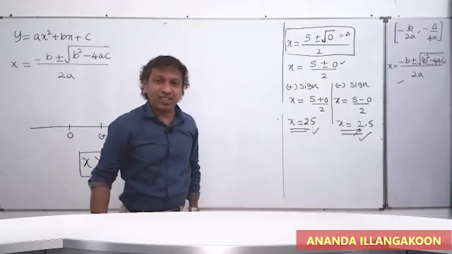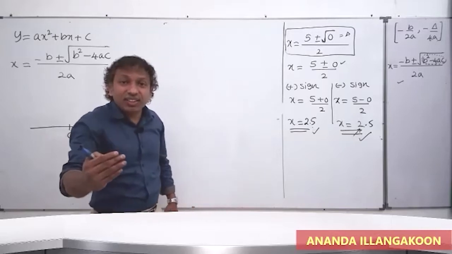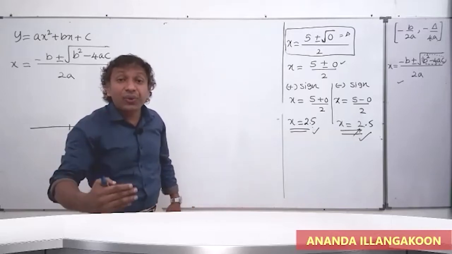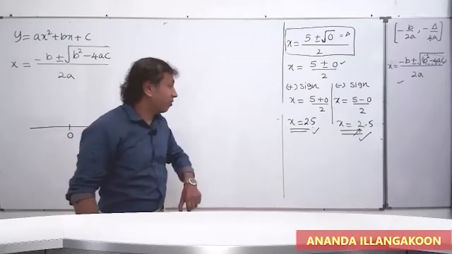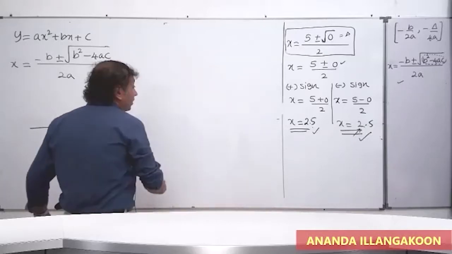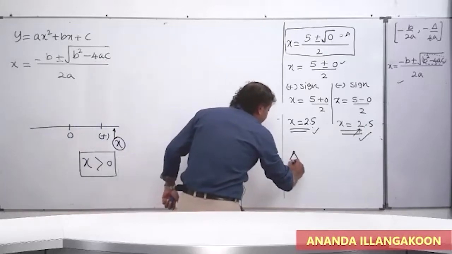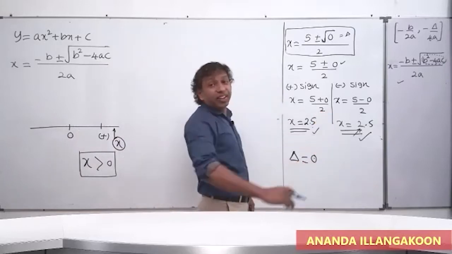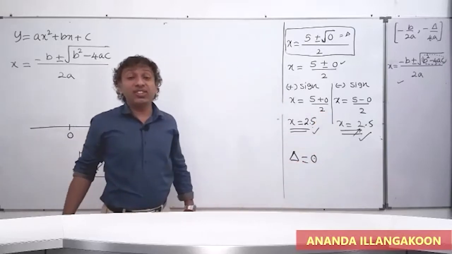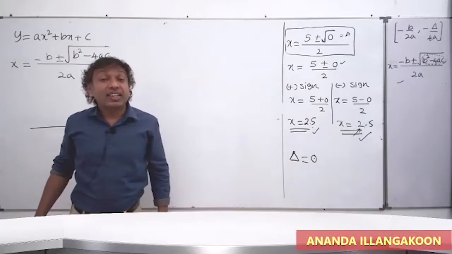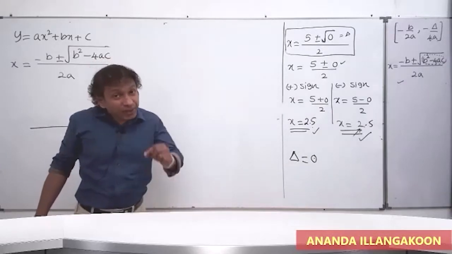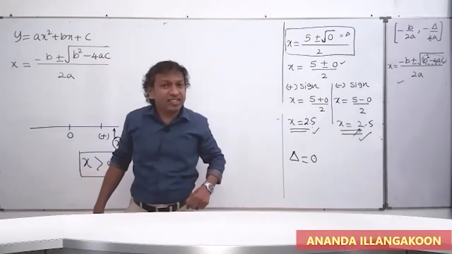Then you can very clearly understand what is the condition required to have coincident roots. Delta must be, people, what? Delta must be 0. The condition required to have coincident real roots is, people, the discriminant delta is 0. People, now you can very clearly understand.